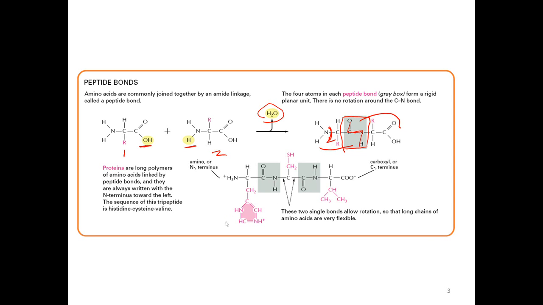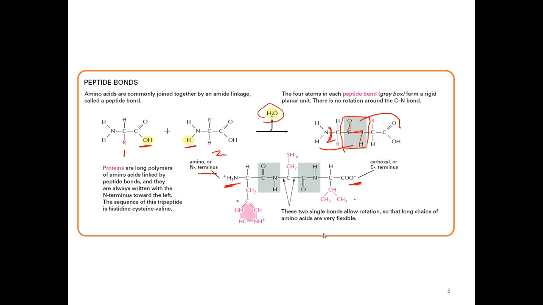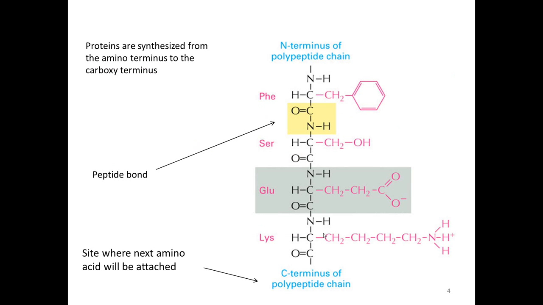Down here we see three amino acids connected. This is the amino terminus because we have the free amino end. This is the carboxy terminus. We have a histidine, a cysteine, and a valine. Now you won't have to memorize the amino acids. As you can see, I struggled a bit on that, but we will need to know a little bit about amino acids, and we'll get to that in a second.